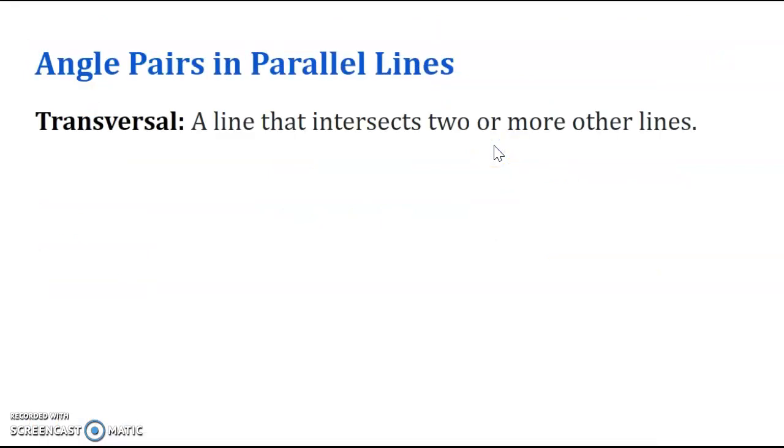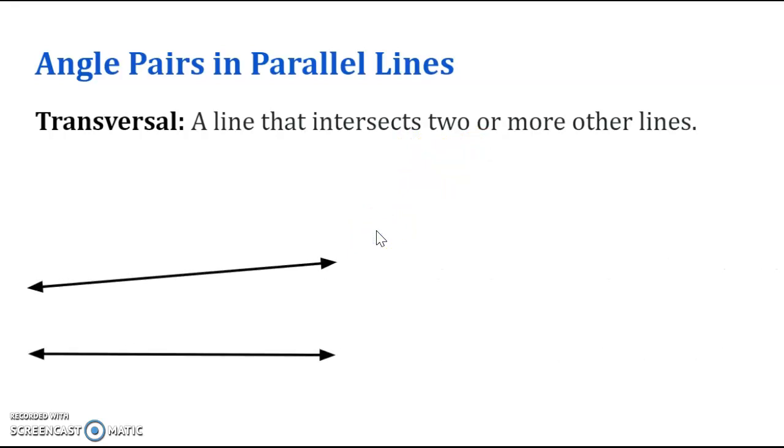Now let's get into the angle pairs in parallel lines. So what is a transversal? A line that intersects two or more other lines. So if you have two lines, that red line is the transversal because it intersects the other two lines. Okay, and that is also another transversal.